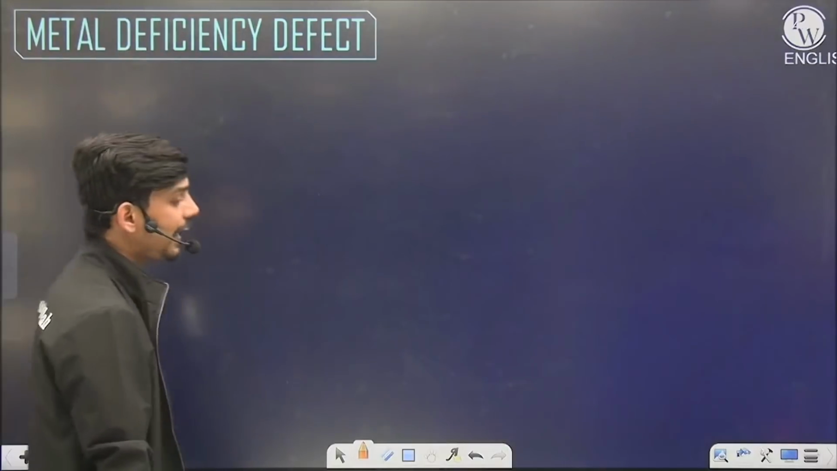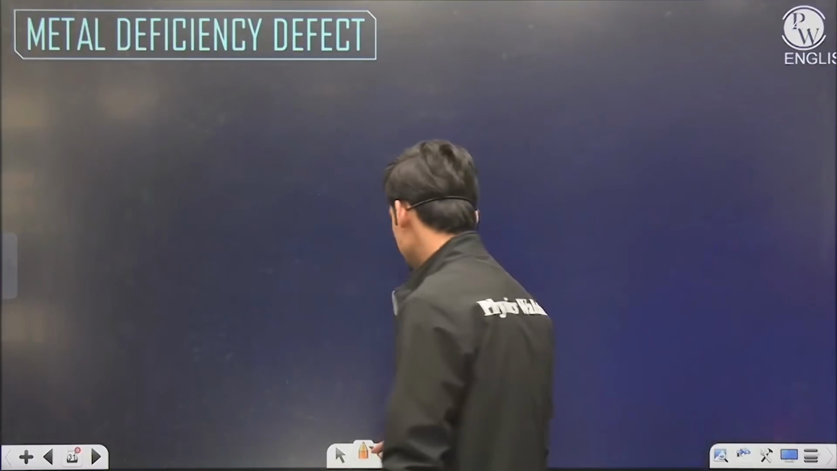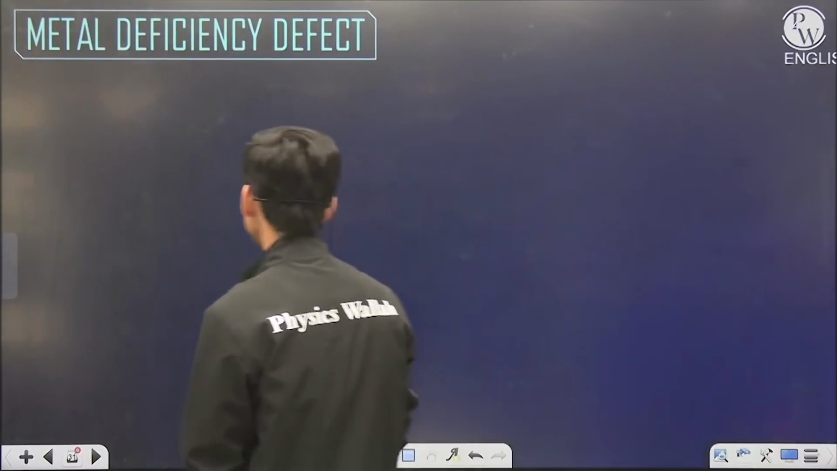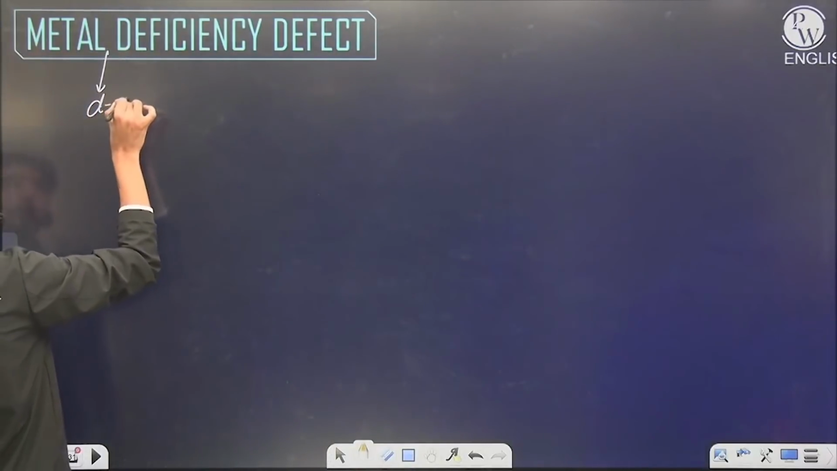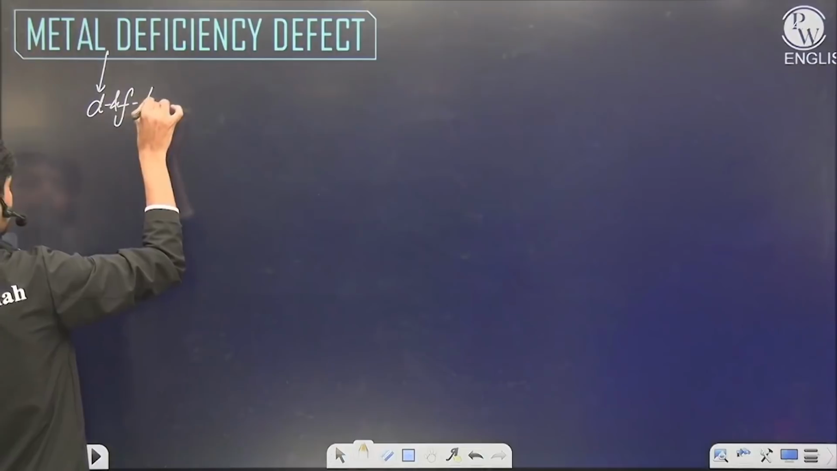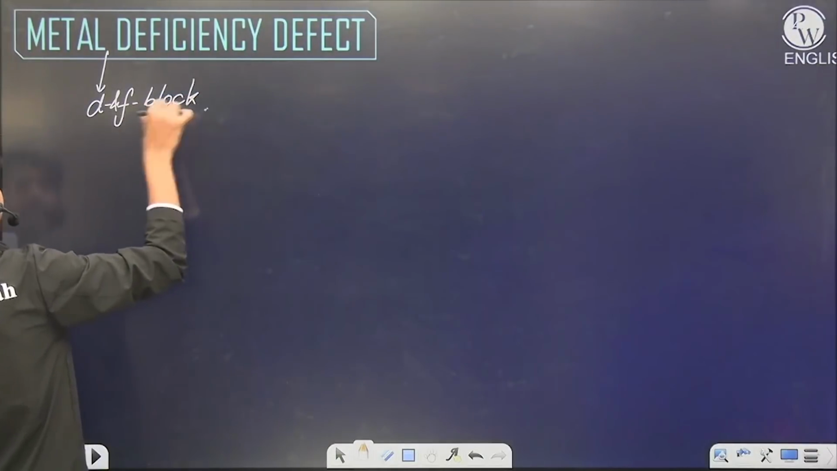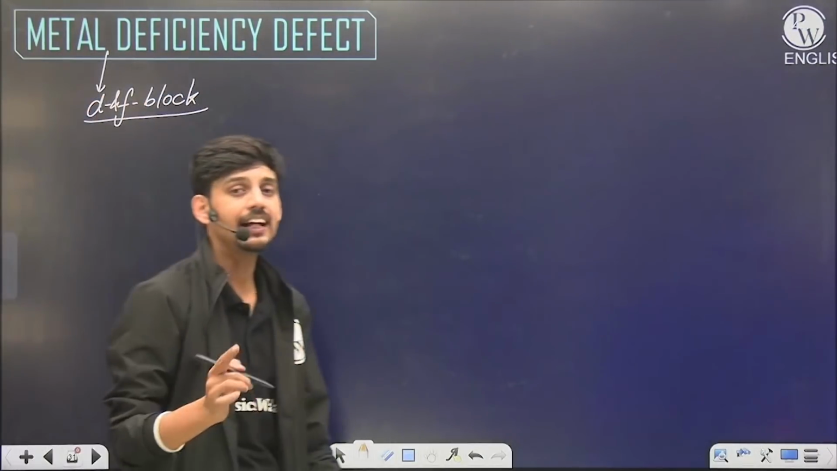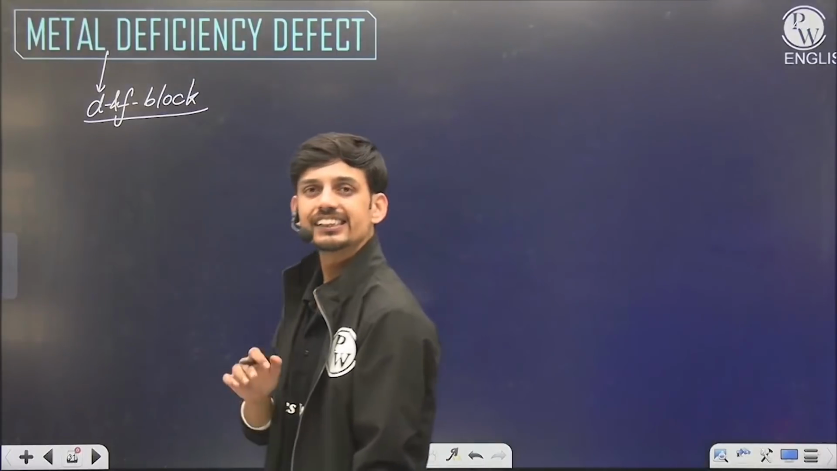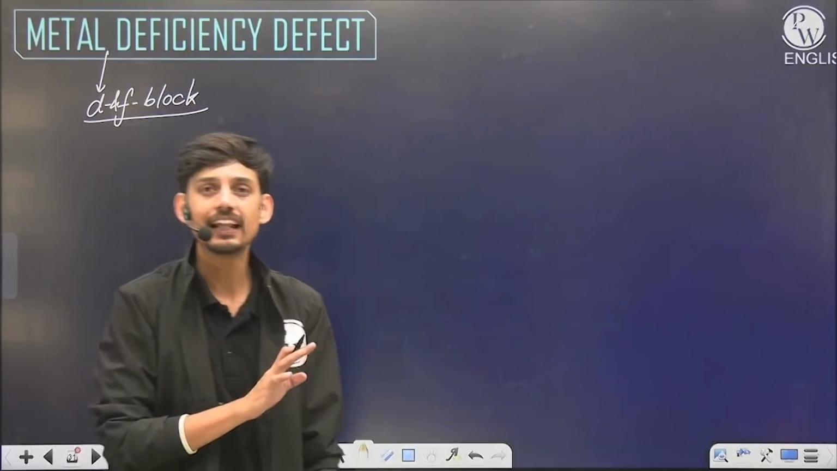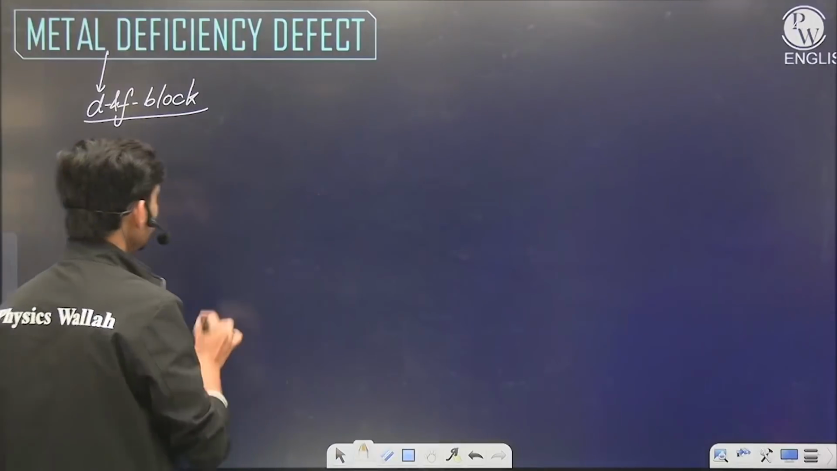Similar to this metal excess, we have another defect which is called metal deficiency defect. First thing is that this is usually shown by D and F block metals. You would understand shortly why I am saying that D and F block metals usually show metal deficiency defects, sometimes P block metals, but never S block metals. Why am I saying this?